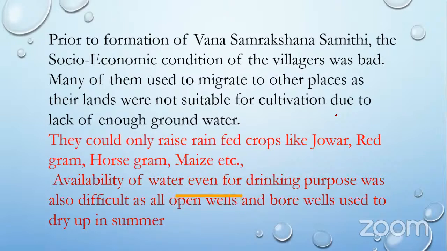They could raise only rain-fed crops like Jowar, red gram, horse gram, and maize. Some people used to cultivate only these because these are all rain-fed crops. Whenever rain comes, the crop will have water. Otherwise, no. Availability of water even for drinking purposes was difficult because wells and bore wells used to dry up in summer. In summer, all the bore wells and wells would dry up, so no water, even for drinking. That was the condition of the villages.